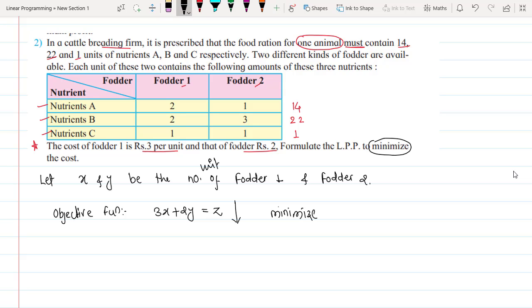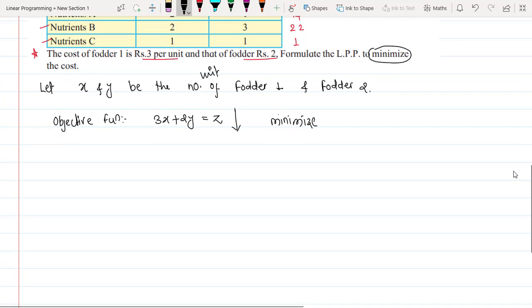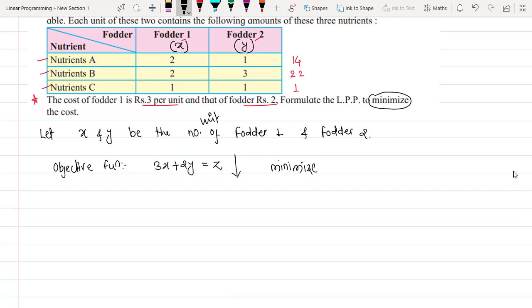Okay, so now let's see what constraints we have. The first constraint is on nutrient A, then on B, and then on C. So here you have fodder X, and this is fodder Y. The constraints will be like this. So for nutrient A, you will have 2x plus 1y and it must contain 14, it is said. So you will have what?